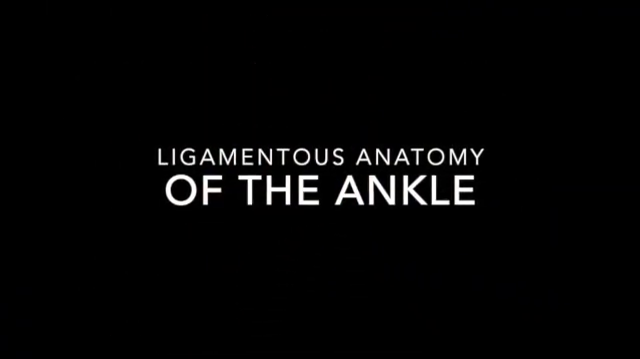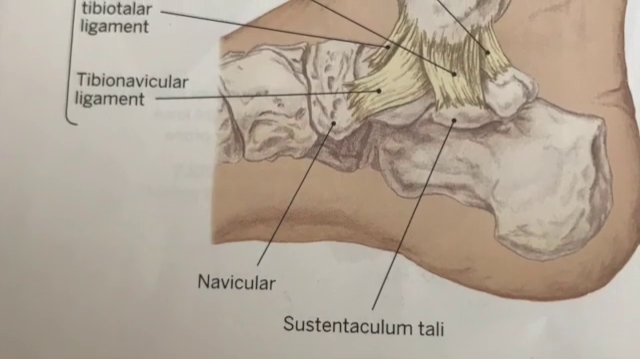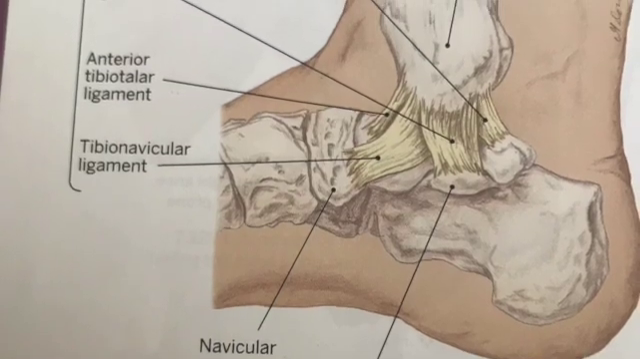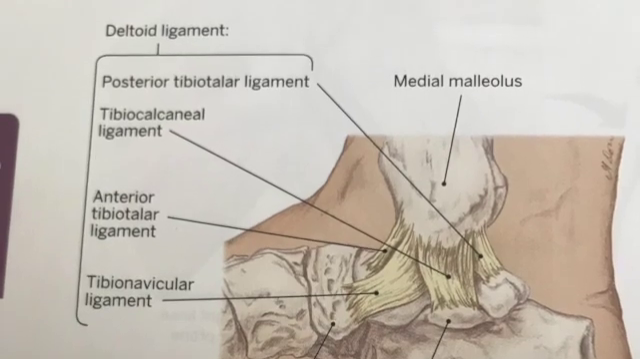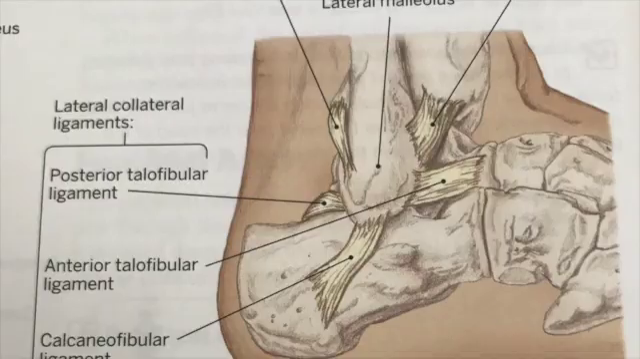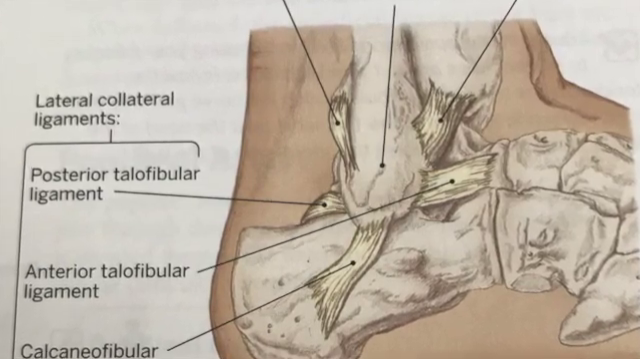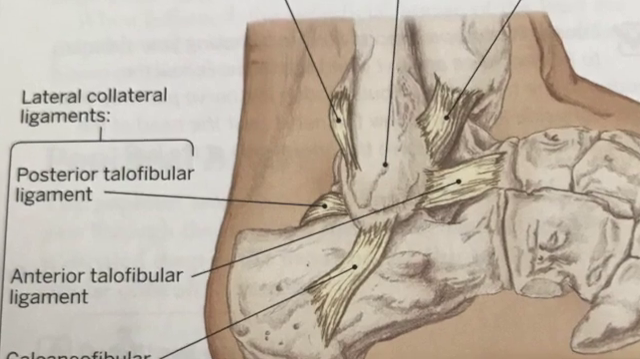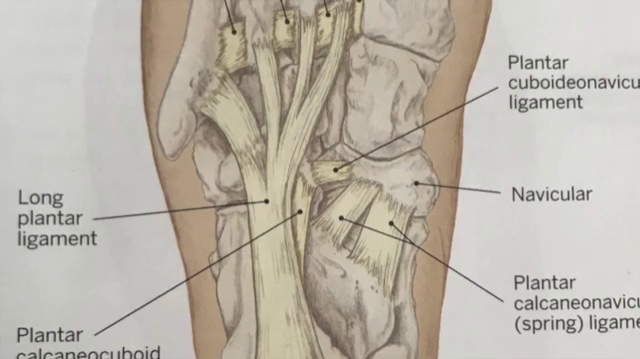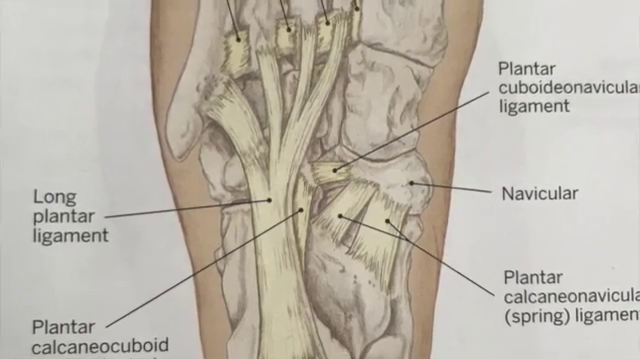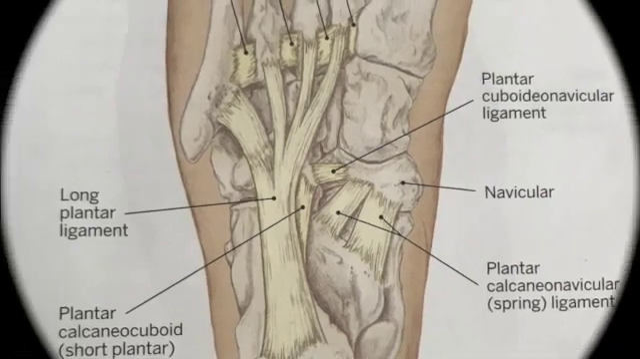Up next is the ligamentous anatomy of the ankle. There are three major groups of ligaments that make up the ankle. The deltoid ligament consists of four ligaments: the tibiocalcaneal, tibionavicular, posterior superficial tibiotalar, and lastly the anterior tibiotalar ligament. The second group of ligaments are the lateral collateral ligaments, which are made up of three other ligaments: the anterior talofibular ligament, posterior talofibular, and calcaneofibular ligament. The third and final ligament group is the spring ligament. This is made up of one other ligament, which is the plantar calcaneonavicular ligament.